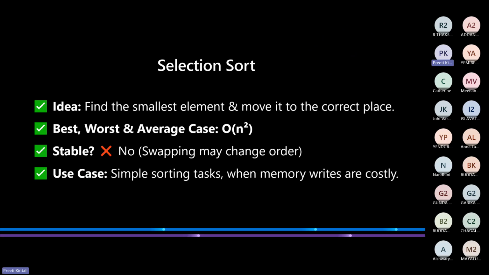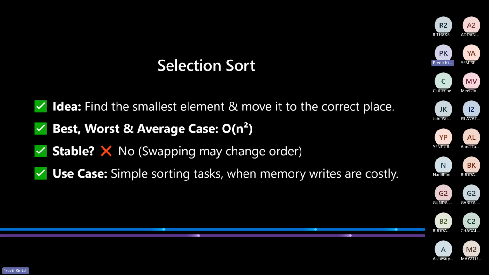So the next sorting algorithm is selection sort. Selection sort: find the smallest element and move it to the correct place. As the name says, selection. We are going to select an element which is the least or highest and then put it in the correct place. If it is the least, then we will put it at the front, and if it's the highest, then we will put it at the last.